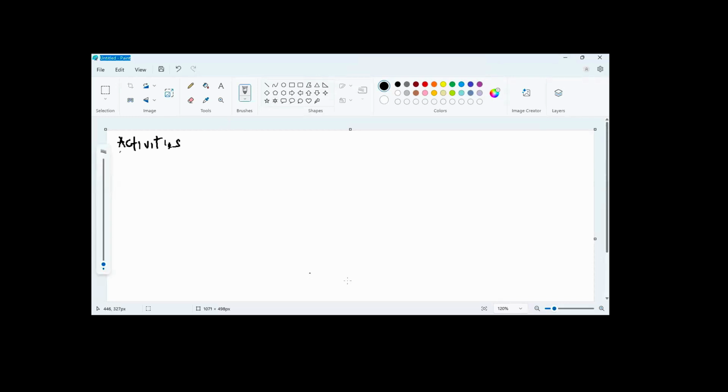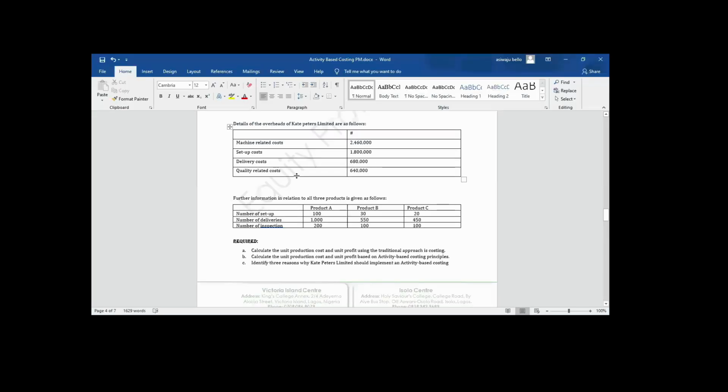So give me a question. The activities, that's the overheads, right? Yes, those are the activities. Machine related costs. Setup costs. Delivery costs. Quality related costs. Okay, then we go.